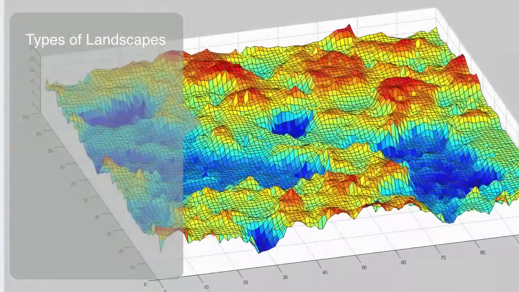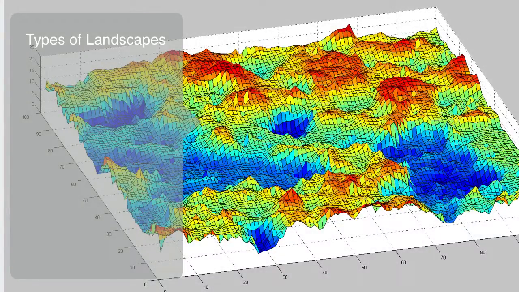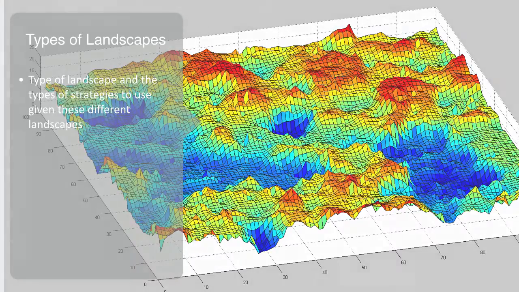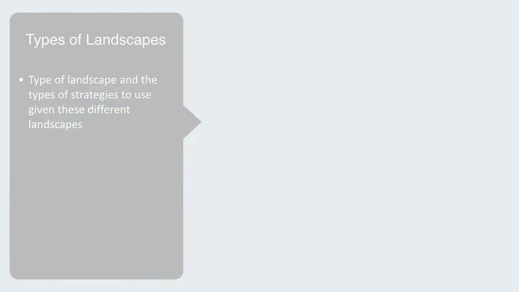Now that we understand what a fitness landscape model is, there are two main things we need to consider. Firstly, the type of landscape we are dealing with, and secondly, the types of strategies we might use given these different landscapes. Firstly, to talk about the types of landscapes, what we will call their topology, there are a number of different parameters that will define the overall topology.